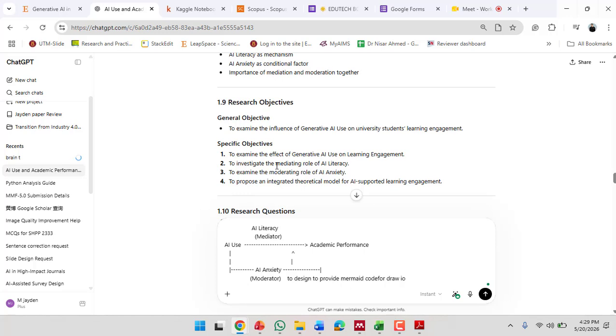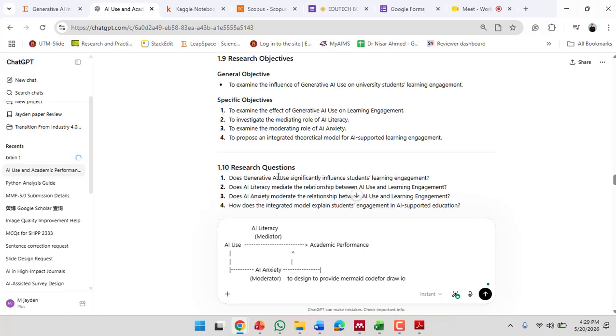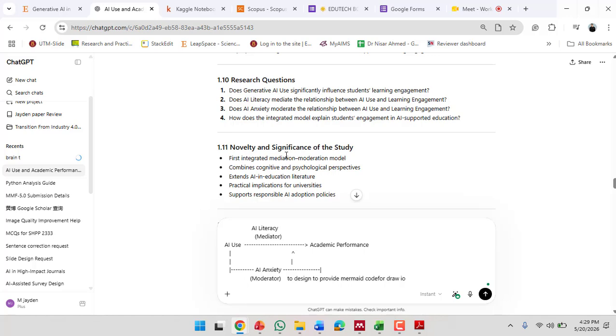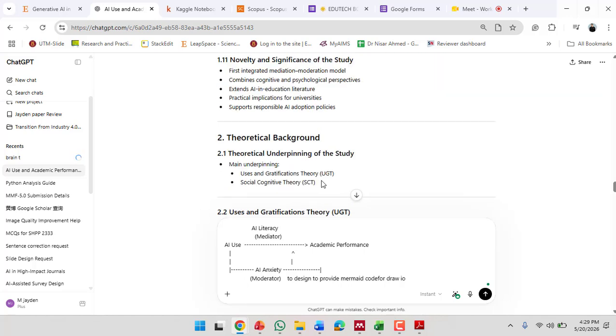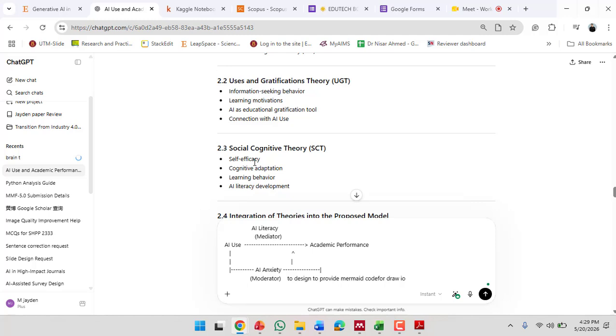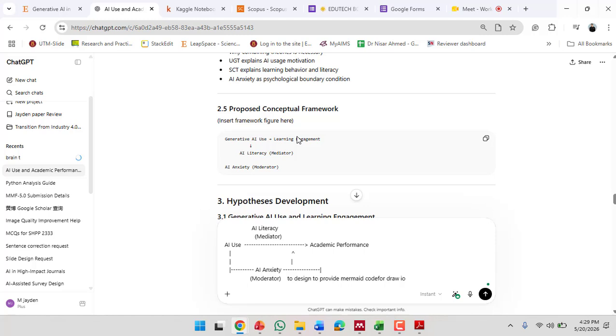Then the novelty, significance, and theoretical underpinning for this study. These are the theories on which our study is based: social cognitive theory and the use of self-efficacy theory. Self-efficacy theory is best because we integrate it into the proposed model. So these are the hypotheses. The hypothesis is again good: generative AI use with learning engagement. We need to give literature support, theoretical reasoning, and hypothesis formulation, showing how the hypothesis is actually generated.